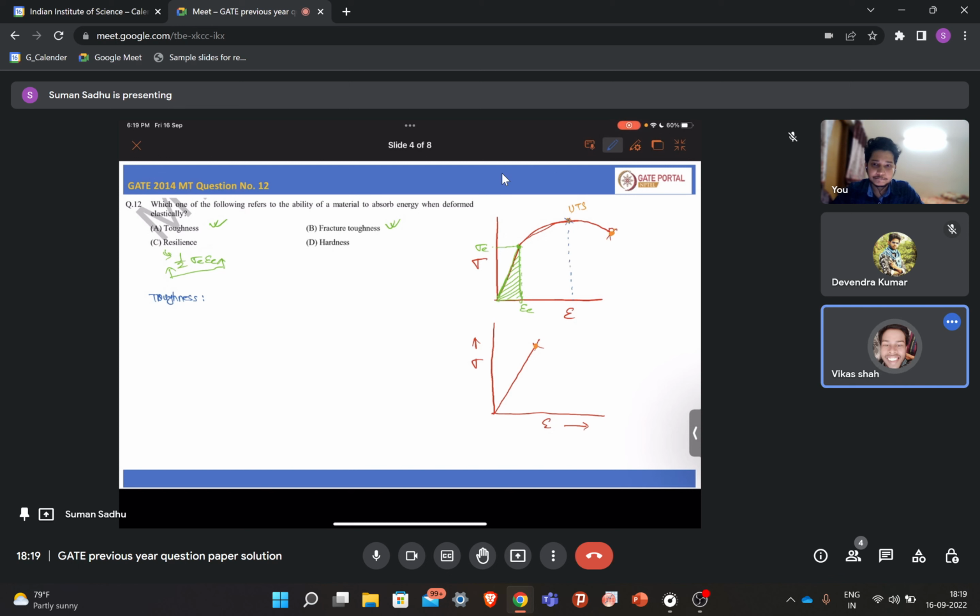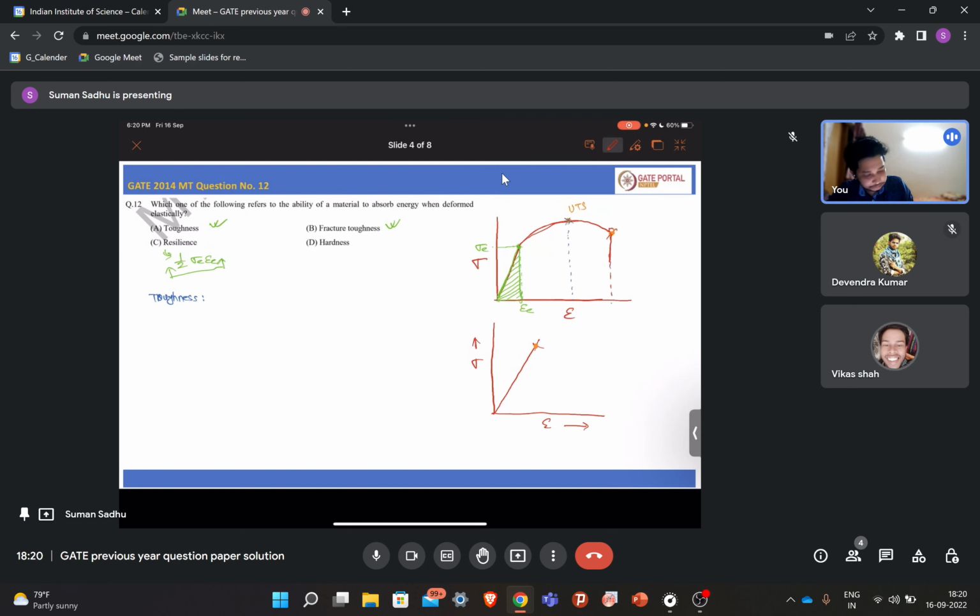Sir, maximum energy it can absorb before failure in elastic region. Yeah, maximum energy absorbed when material is deformed plastically before fracture. Means before fracture, how much energy it can absorb? That is basically known as your toughness. So that means the total energy absorbed by your material. That means up to this point, not up to this point.